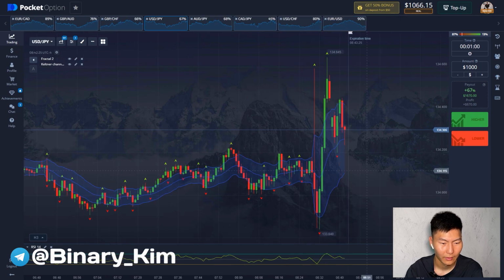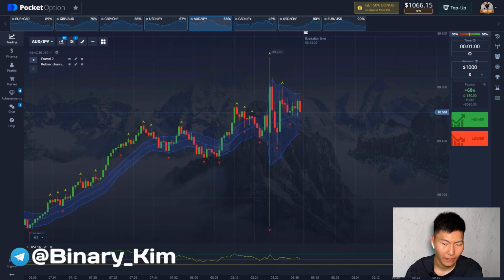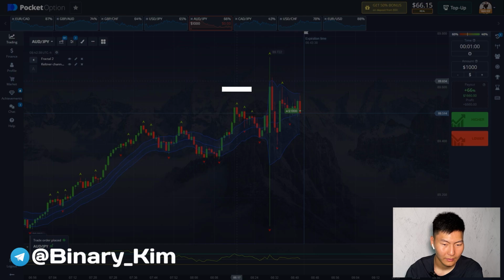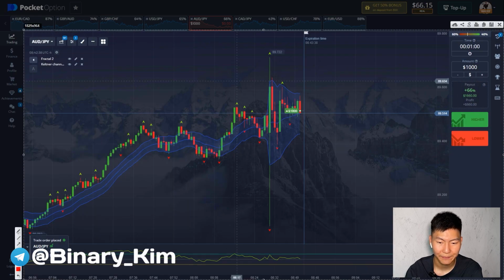Whoa. Well, something weird is happening here. What do we got here? Let's open a long position, guys. We see the touch of the middle line of the Keltner channel. The reversal should follow up and the price will move upwards.